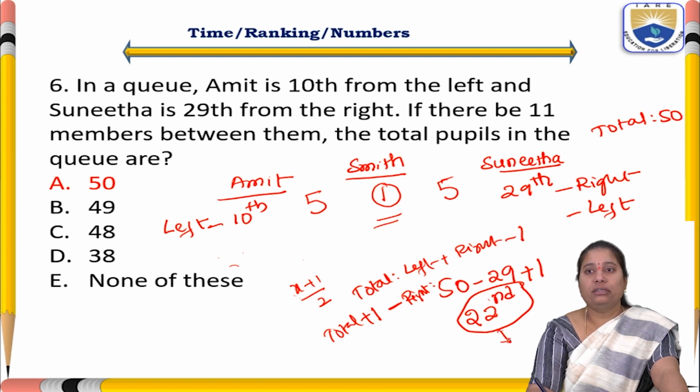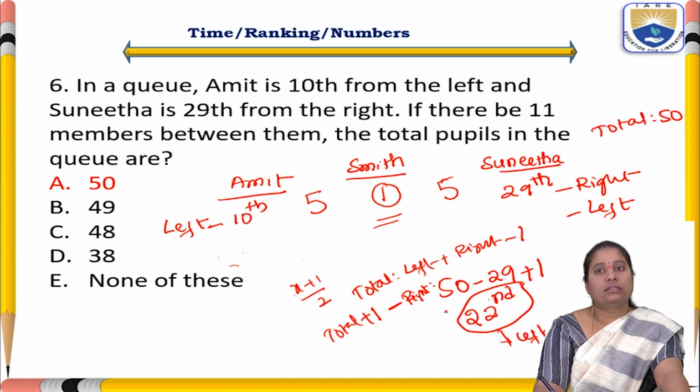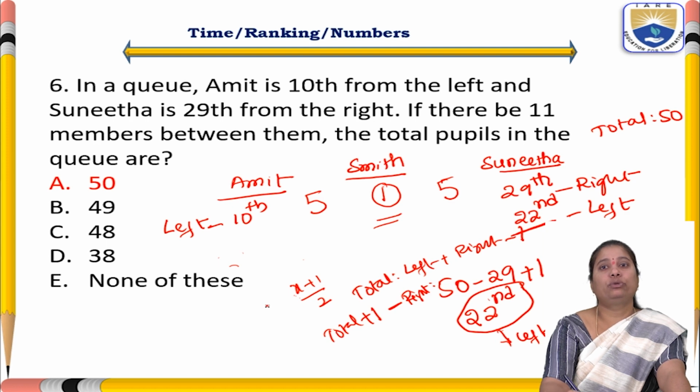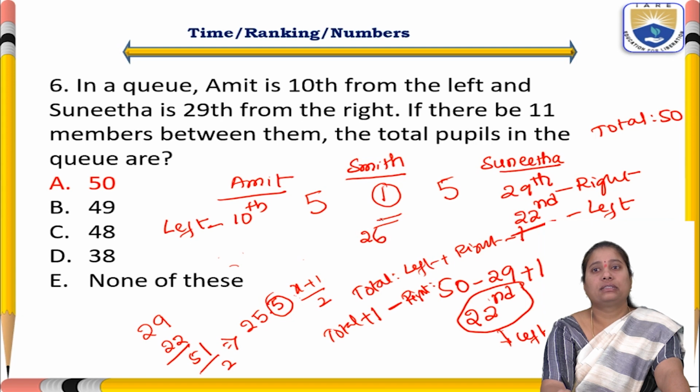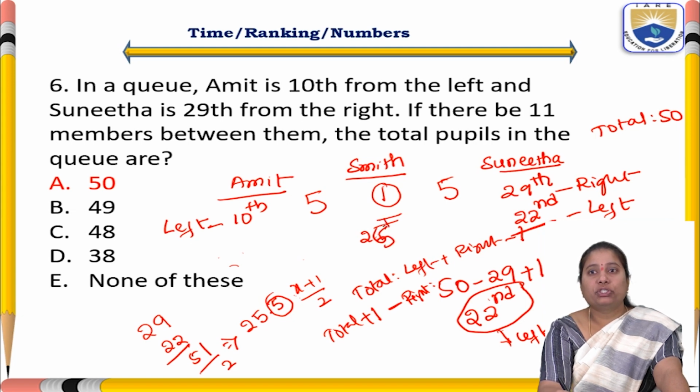Second positions from the left side. Sunita's position is 22nd position from the left side. So if we add these two, 29 plus 22, 51. 51 divided by 2 means 25.5, which means Smita is in the 25th position.